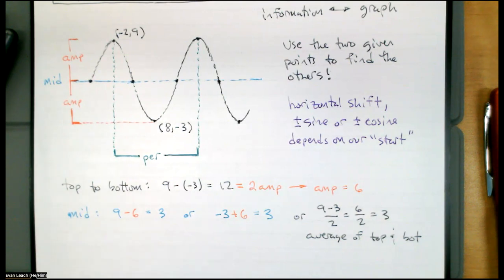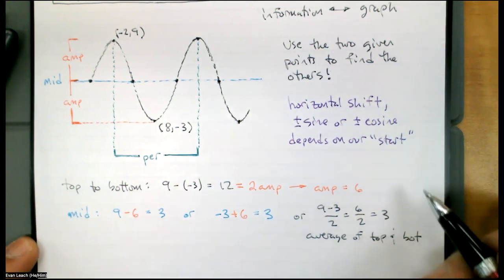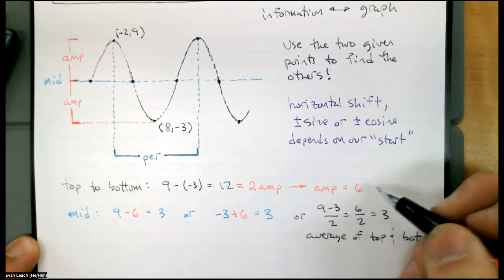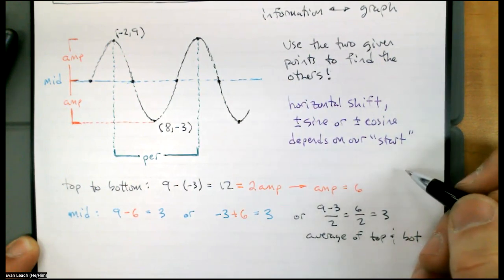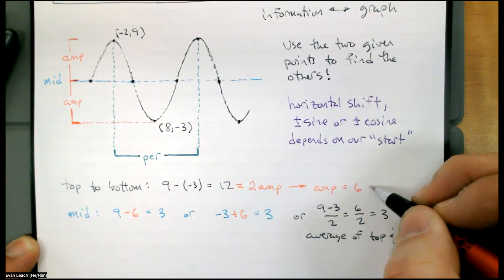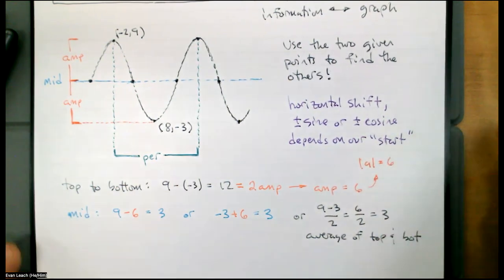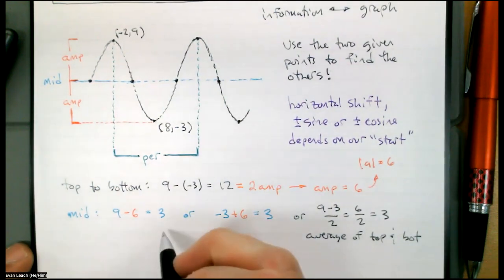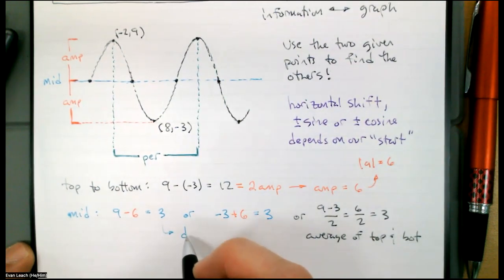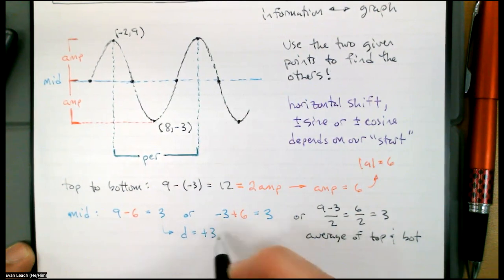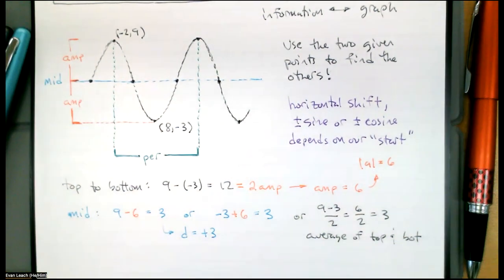So we've got our vertical information sorted out. I know where the middle is. The middle is at 3, and the amplitude is 6. So that gives us information that we're going to put into the equation. This tells us that the absolute value of A is equal to 6, and the middle at 3 tells us that D is going to be a plus 3. The middle and the amplitude show up directly in the equation.